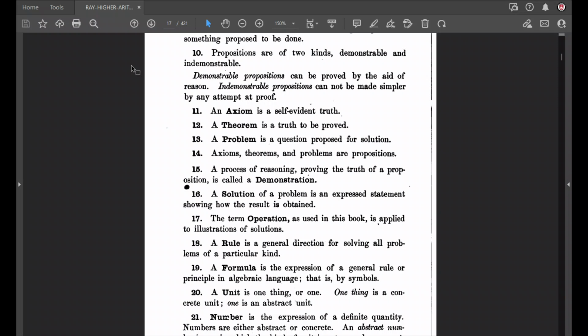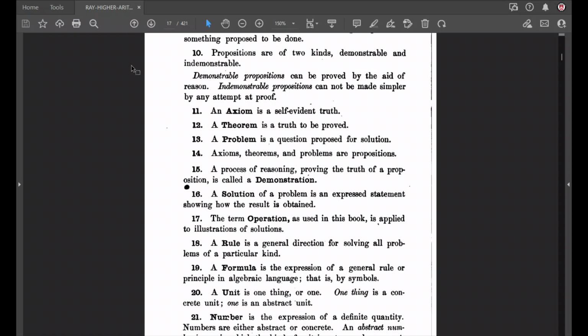Operation is applied to illustrations of solutions. And notice it says, as used in this book. Operation as used in this book. That means in other places, the word operation might not have the same meaning. And when we study this book, we don't care what it means in other places. We want to know what it means in this book. An operation is applied to illustrations of solutions, to illustrate a solution.